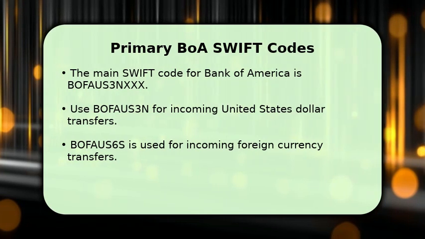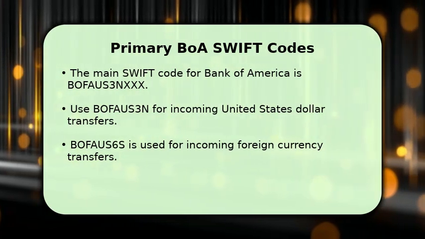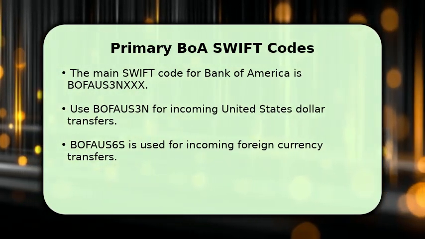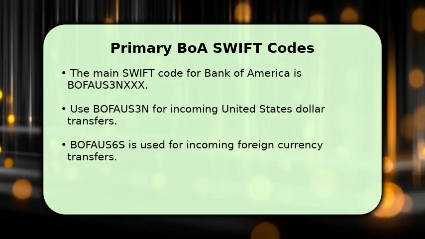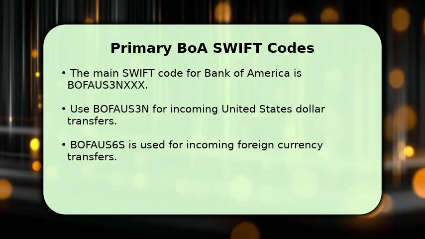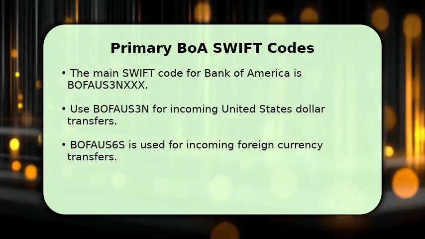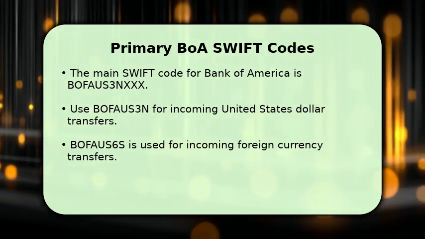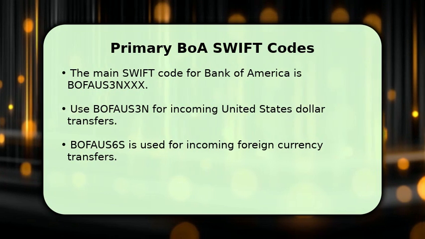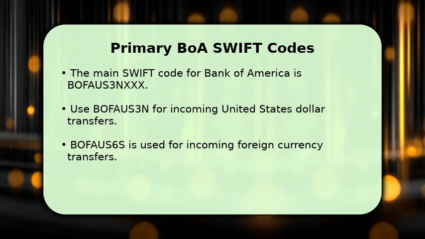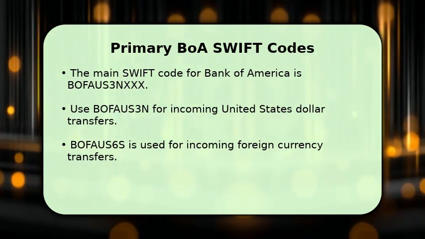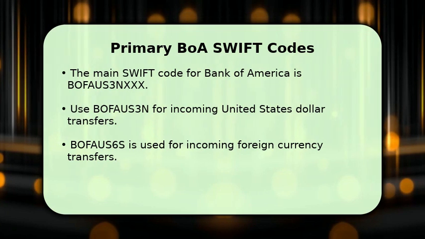Bank of America primarily uses a few key SWIFT codes. The most common one, often used for general international payments, is BOFAUS3NXXX. For transfers specifically in United States dollars, you will typically use BOFAUS3N. If you are receiving funds in a foreign currency, the code BOFAUS6 is generally the appropriate one. Always confirm the exact code with your recipient or the bank to ensure accuracy.